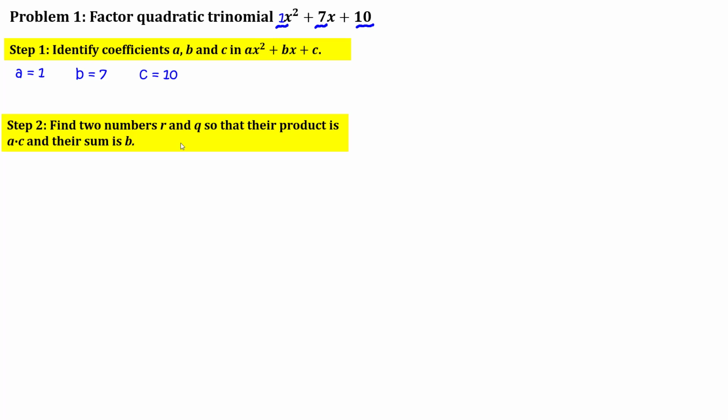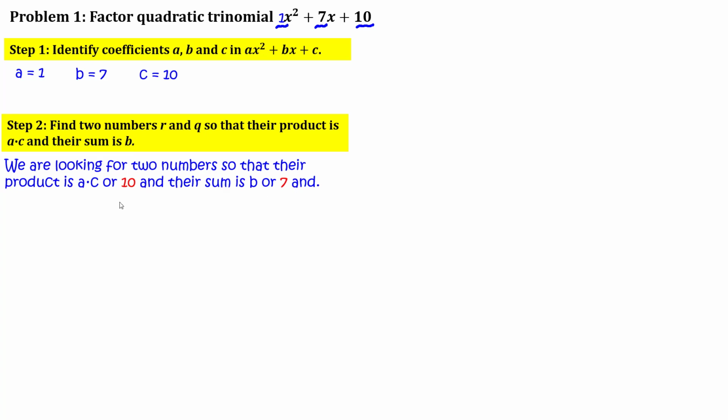Okay. Now, step 2 should be very familiar because that was the topic of the last two lessons. We're going to look for two numbers, r and q, so that when you multiply them, you get a times c, and when you add them, their sum is b. So you're looking for two numbers so that their product is 10, a times c, and b is 7.